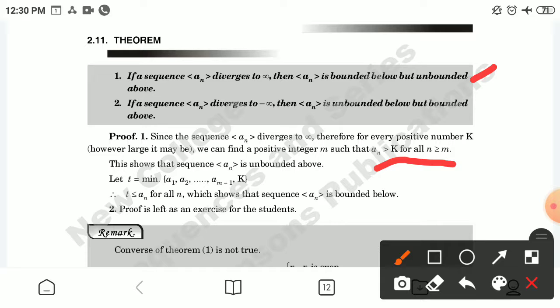Let t equal to minimum of a1, a2, up to am minus 1, and k. Therefore, an becomes greater than or equal to t for all n, which shows that sequence an is bounded below. Similarly, we can prove the second result.